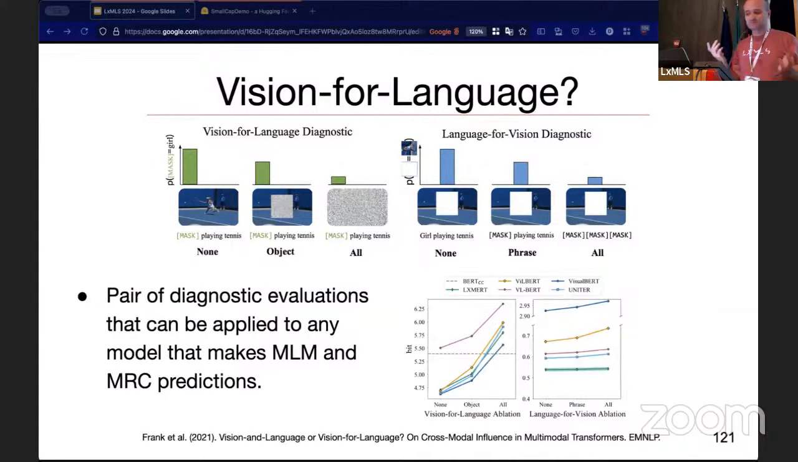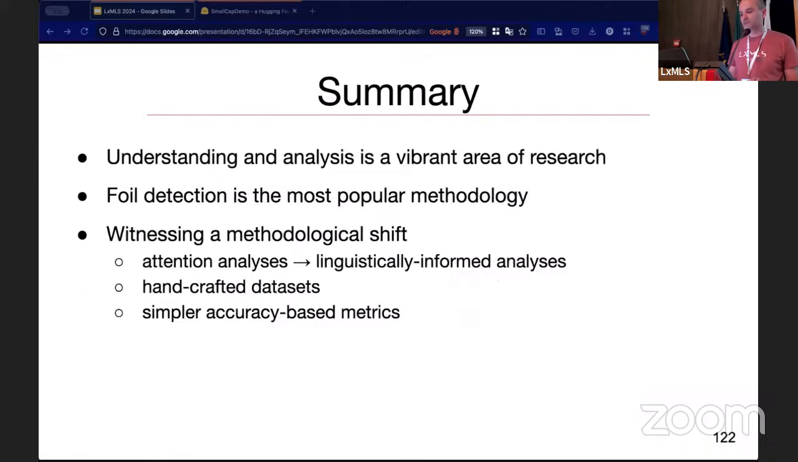And you can also ask whether these models are vision-for-language or language-for-vision models by ablating out different parts of the input based on the objects in question, or maybe some of the textual labels in question. You can find here that the models, at least at the time in 2021, were much more sensitive to losing some of the visual data rather than losing some of the language data, which I think was a really interesting observation from that time.